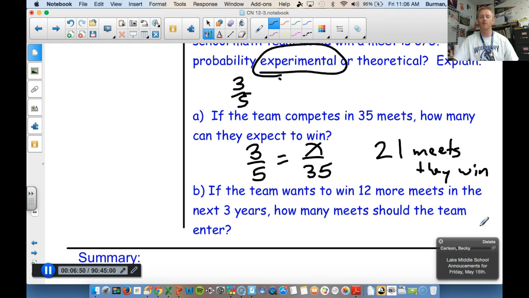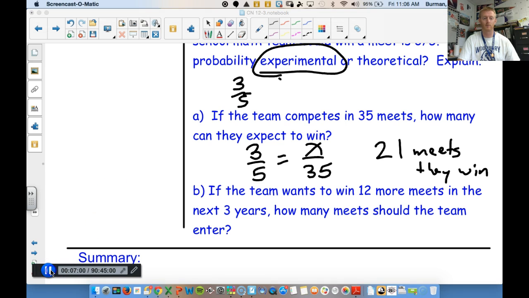Now, if the team wants to win 12 more meets in the next 3 years, how many meets should the team enter? So they want to win 12 more.